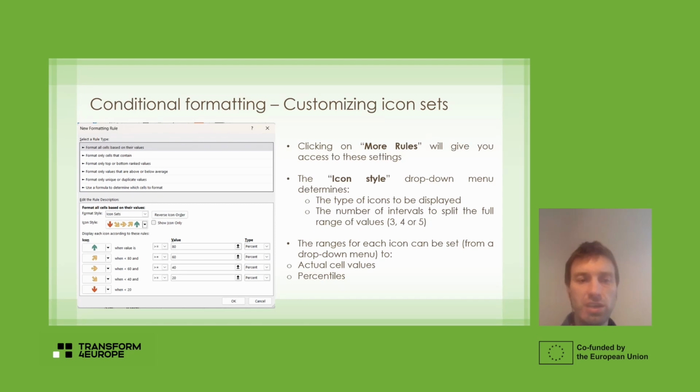Obviously, if I change the icon style, I could have selected another option with just 3 arrows, for example, so up, down, or stable, and I could have selected the criteria. So keep in mind that we always have the option to select either 3, 4, or 5 categories. It depends on the amount of detail we want to add. And this is always possible to be accessed from the more rules option, from conditional formatting.